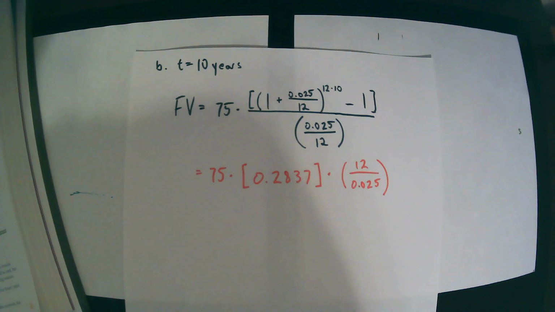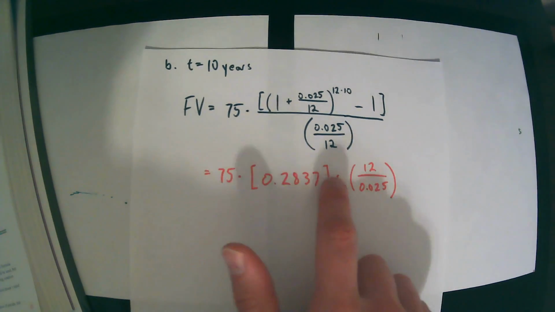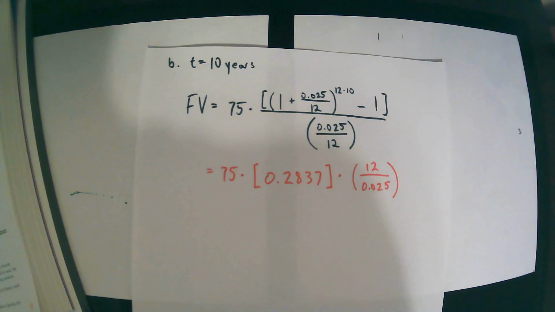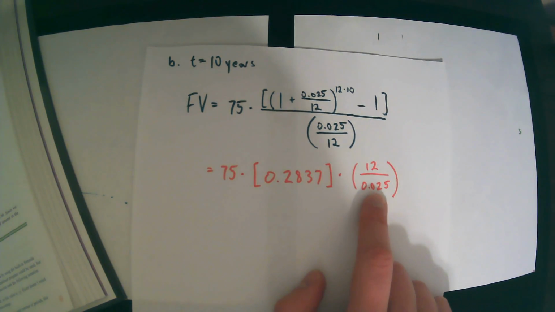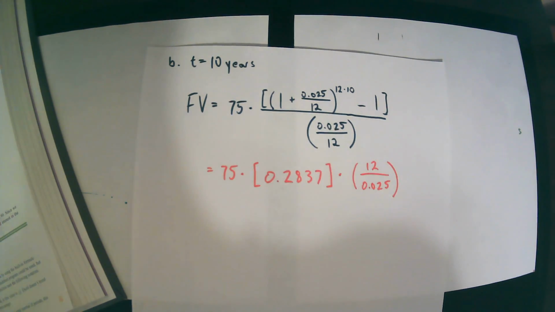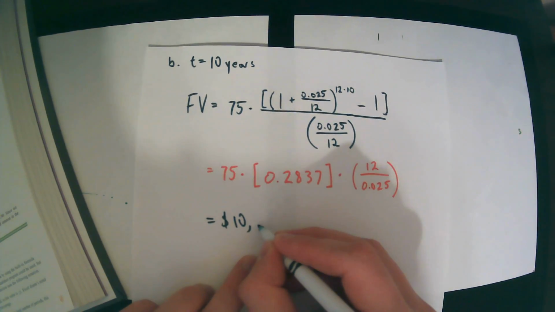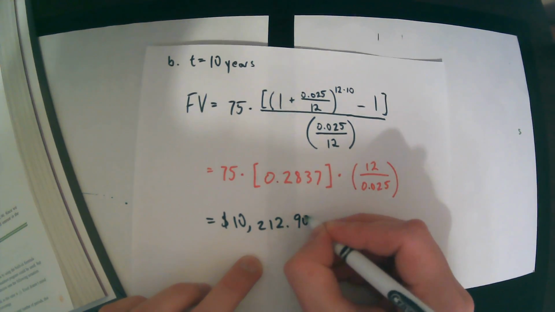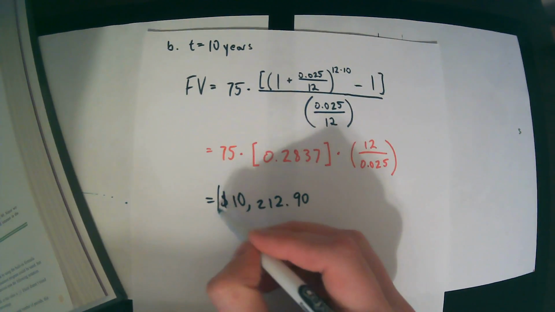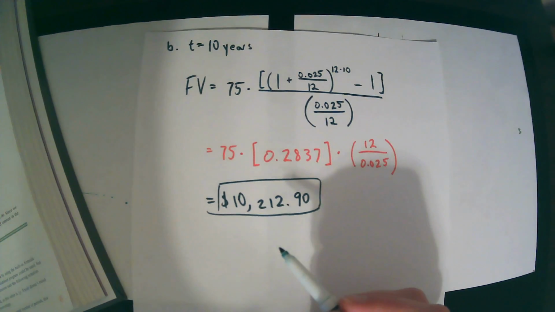So 0.28, etc., times 75, that gives me that, and then times 12, that gives me that. So now I've got all these numbers multiplied, and that gives me like 255, roughly. And then I'll divide by this tiny number, which should blow up my answer, and it does. I'm getting 10,212.895, so I'll round that. There we go. Which is, hopefully lines up with what the book got. Yes, it did.